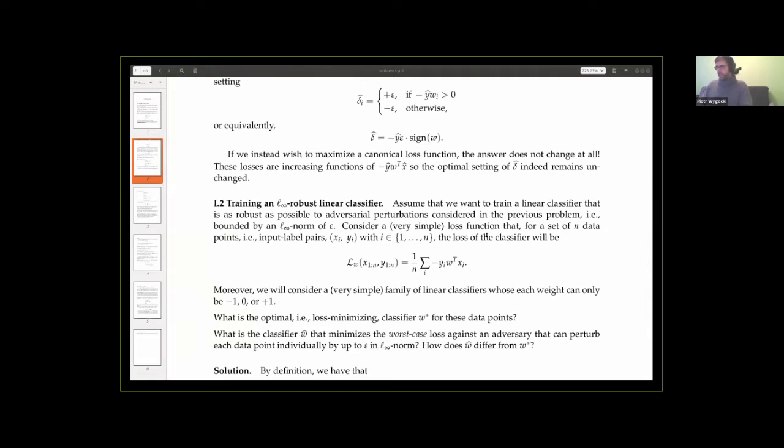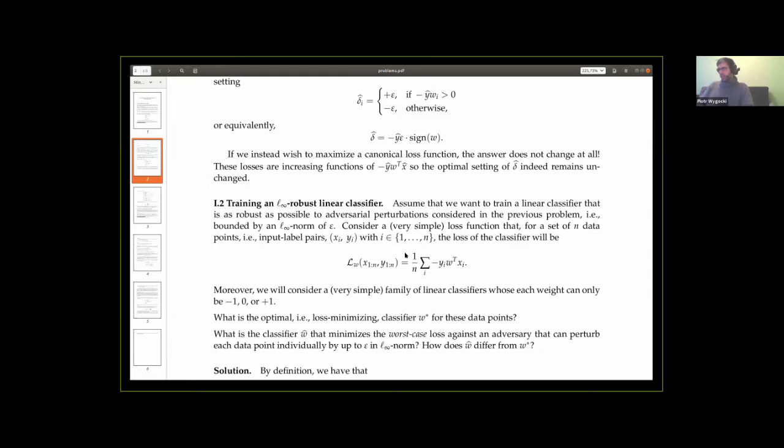exercise. And in this exercise, maybe a test question, can you hear me well? Yes. That's great, thanks. So in our theoretical setting, we've got this very simple classifier, which is just a linear classifier, whose weight vector W can consist only of minus one, zero, or plus one. We have a very simple loss function, and we want to answer two basic questions.